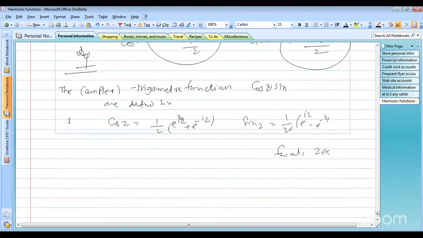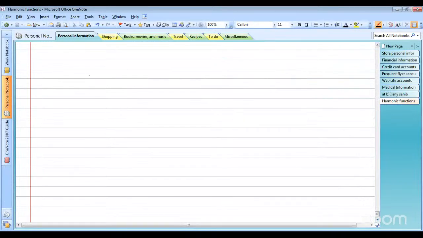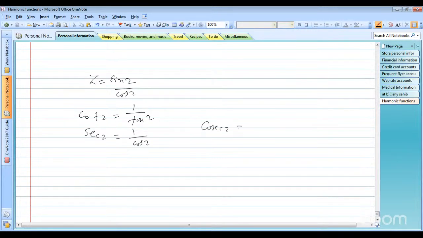All other trigonometric functions are defined as follows. tan z is equal to sin z by cos z. cot z is equal to 1 by tan z. sec z is 1 by cos z. cosec z means 1 by sin z. These are the fundamental properties we have to learn here.